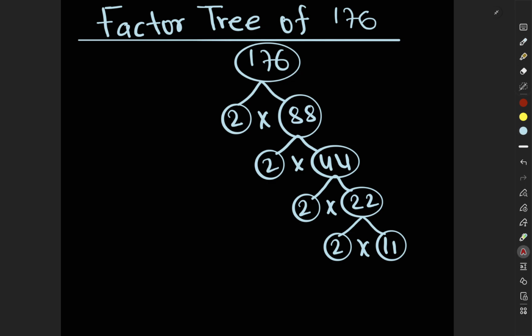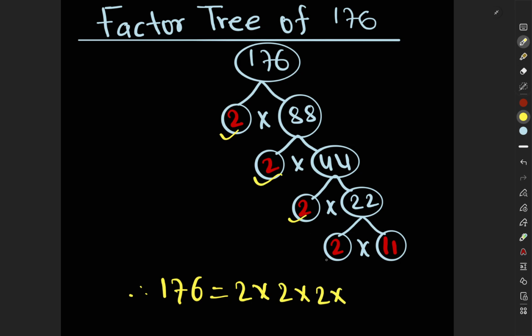So now we select the prime numbers among these numbers. So prime numbers here are 2, 2, 2, 2 and 11. So among these prime numbers, we can write 176 is equal to the product of all these prime numbers, means these two times these two times these two times these two and this 11.